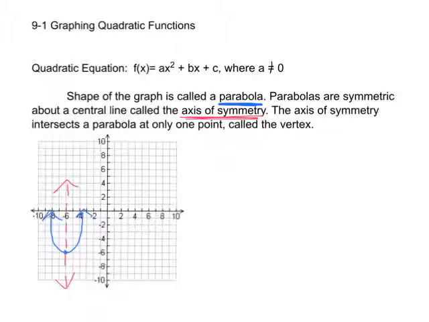So this side can be folded onto this side. The axis of symmetry intersects a parabola at one point, and this one point is called our vertex. A vertex is this point right here. So this is our vertex, and the red line is our axis of symmetry.